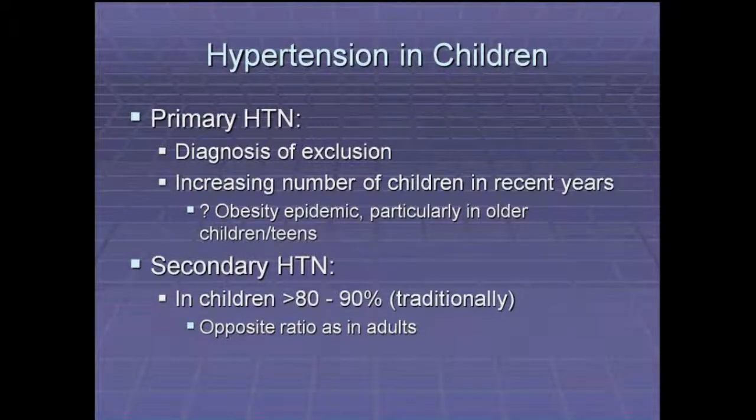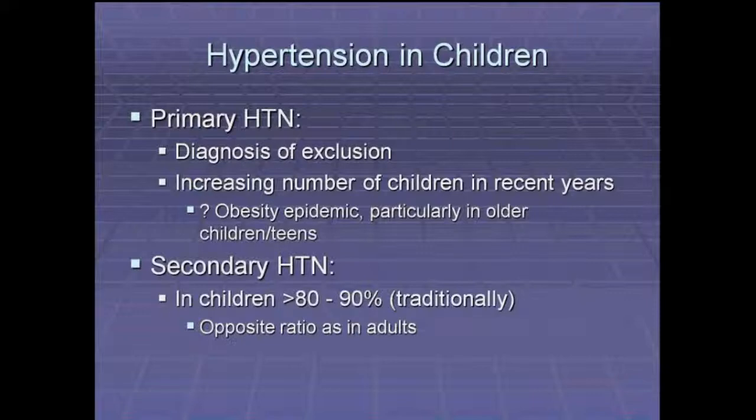Well, primary hypertension is a diagnosis of exclusion. It's actually increasing in number in children over the recent years, probably because of the obesity epidemic, particularly in older children and teens. Primary or essential hypertension is, like I said, a diagnosis of exclusion, whereas secondary hypertension is the vast majority of etiologies in children. Greater than 80 to 90% of children that have hypertension have an underlying secondary cause. It's up to us as healthcare providers to try to elucidate what that underlying etiology is. And one of those underlying etiologies specifically is renal vascular hypertension, and that's the point of our talk.